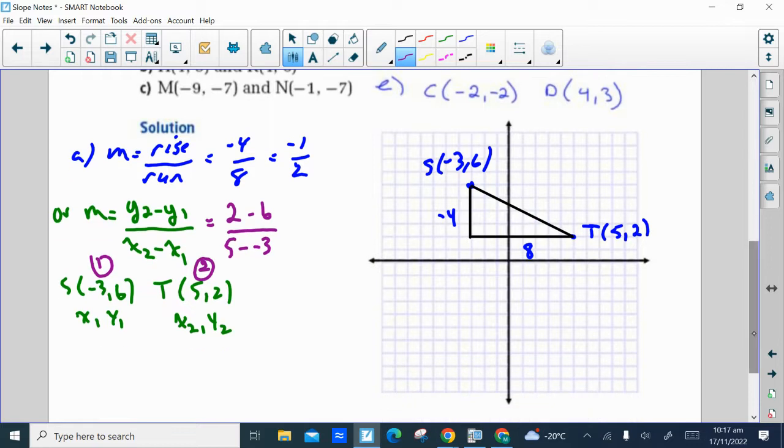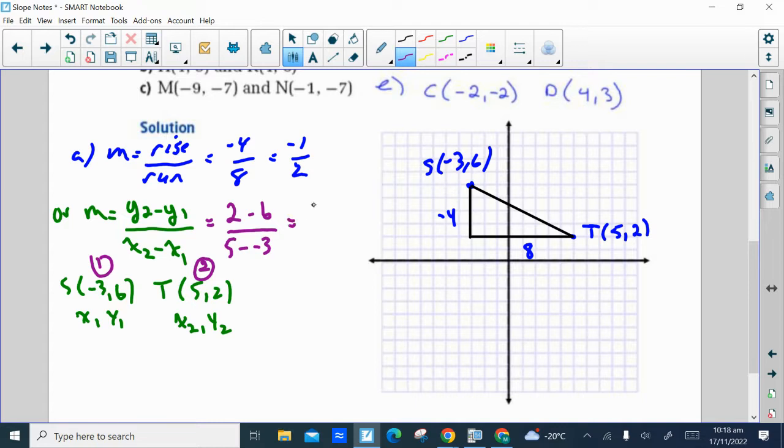So again, you see what I've done here. If I said that S is point 1, that gives me my values of x1 and y1. That makes T point 2. That gives me the values of x2 and y2. The slope formula says I'll take y2, take away y1 on the top. y2 is 2 minus y1, which is 6, over x2 minus x1. x2 is 5, take away x1, which is -3.